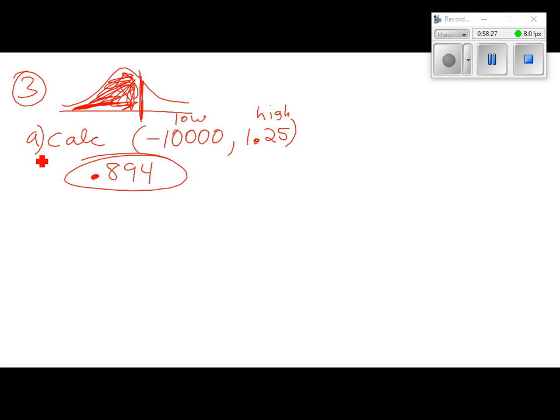That was part A. How many places do you want to pick up? Usually 3, 3 or 4. Part B, to the left of negative 0.5. So what are we going to punch in the calculator this time? Negative 10,000 again, because we're still looking at stuff to the left. Negative 0.5.